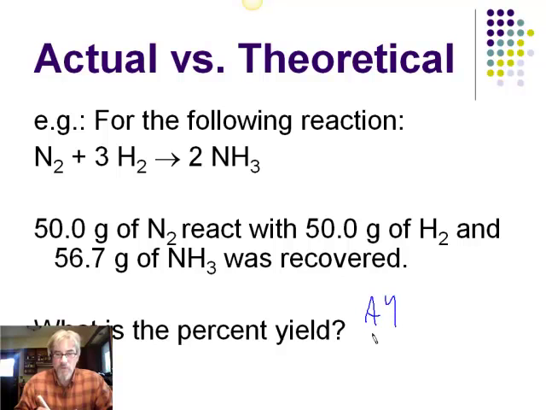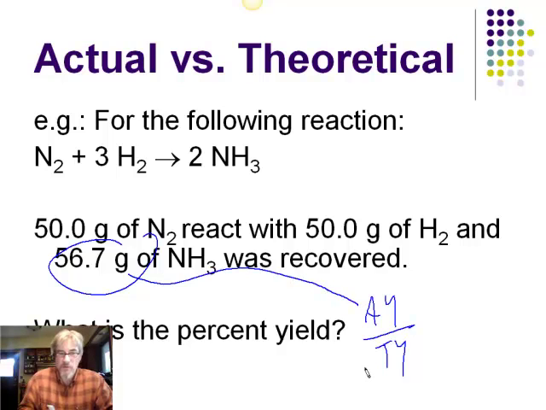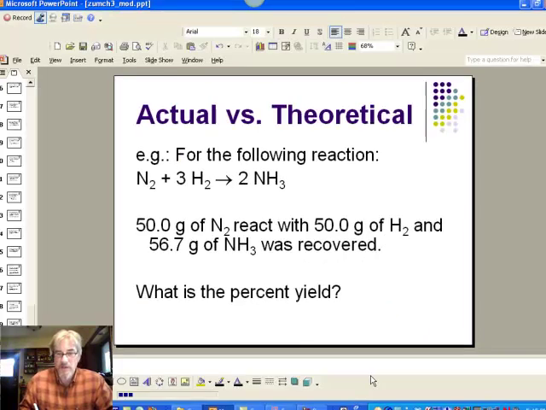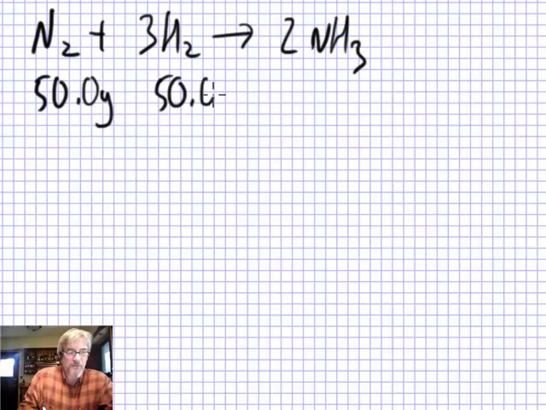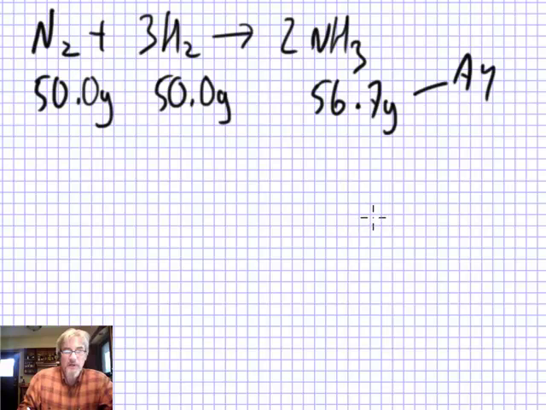Well, to get this, we have to find out what's the actual yield and then divide it by the theoretical yield. Well, the actual yield we already know, 56.7 grams. Let's calculate the theoretical yield. Here's our reaction. It's reproduced. We say that we're starting with 50.0 grams of nitrogen and 50.0 grams of hydrogen, and the actual yield that we get is we get 56.7 grams of ammonia. That's actual yield. We need to calculate theoretical now.